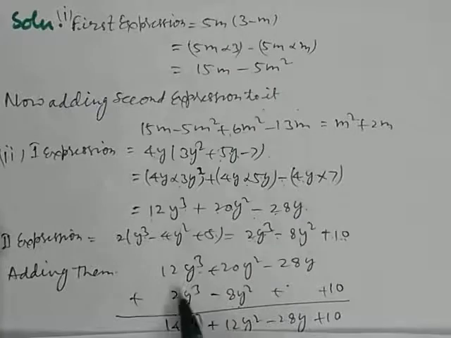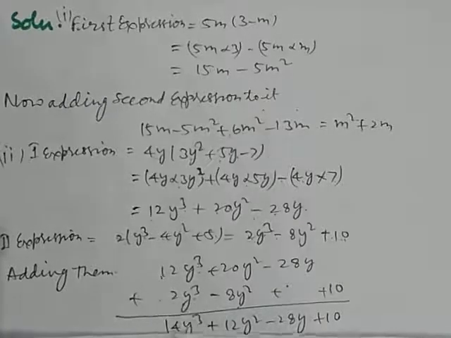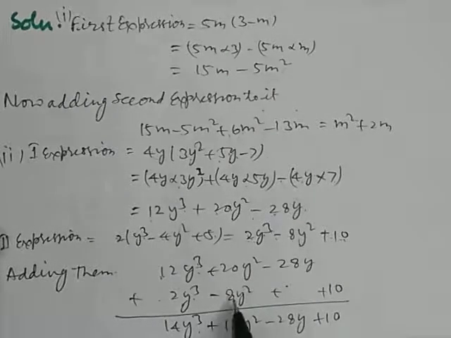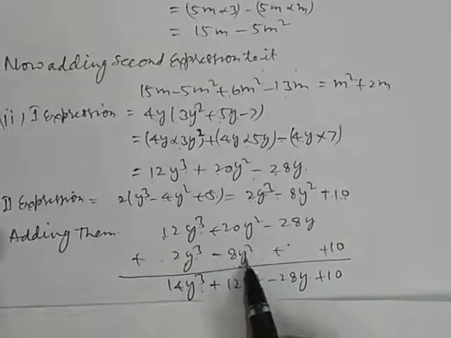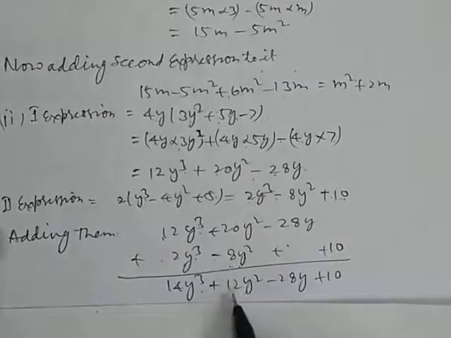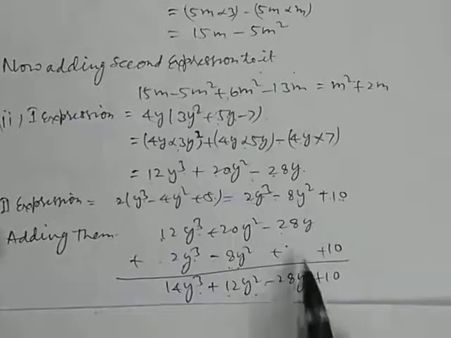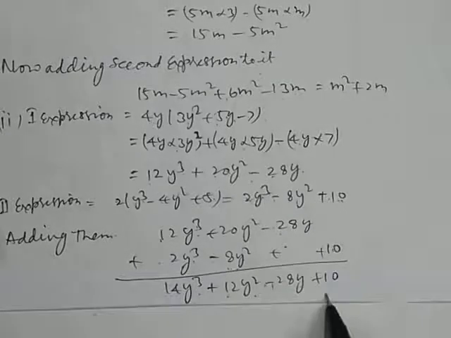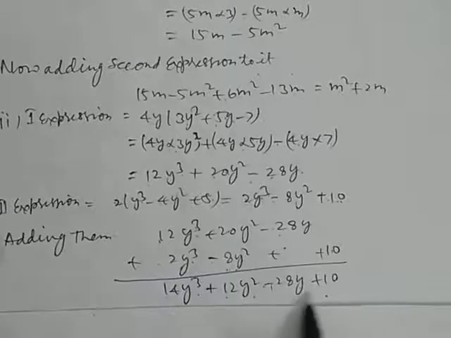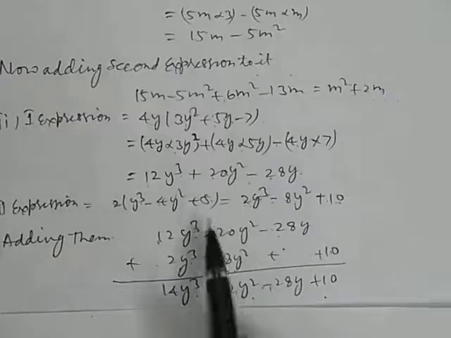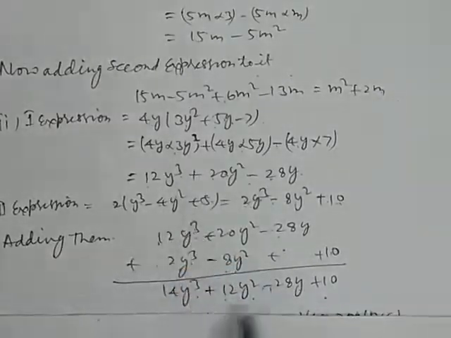Now add 12y cube plus 2y cube, 14y cube, 20y square minus 8y square, so subtract them, so 12y square. This 28y minus 28y, this same to same, and this plus 10. So this is the result of addition of these expressions.